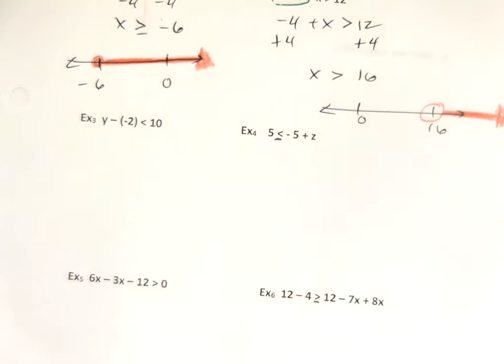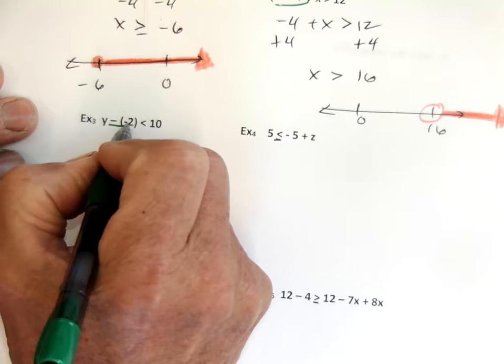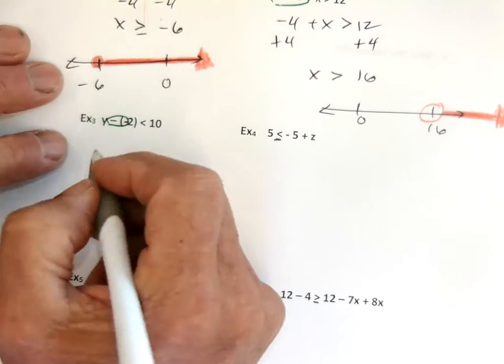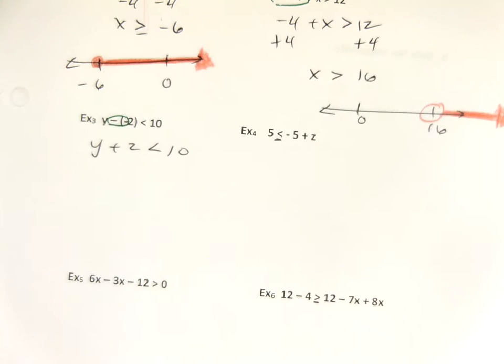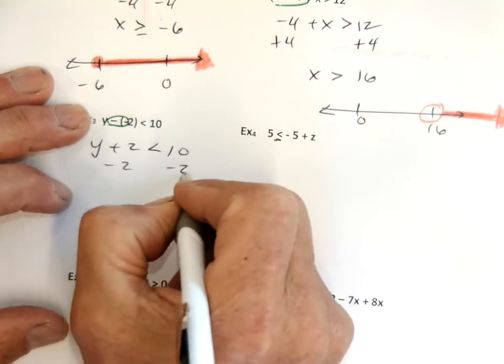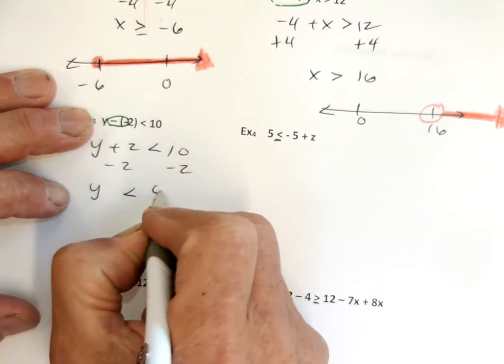Pretty simple. Number 3, it's the same thing. Before we do anything, let's just tidy it up. I know that if I have a double negative, subtracting a negative is like plus. So I'm going to rewrite this as y plus 2 less than 10, right? And we're going to do the same thing. This is an easy lesson. You guys agree? Super easy today. Minus 2, minus 2. y is less than 8.